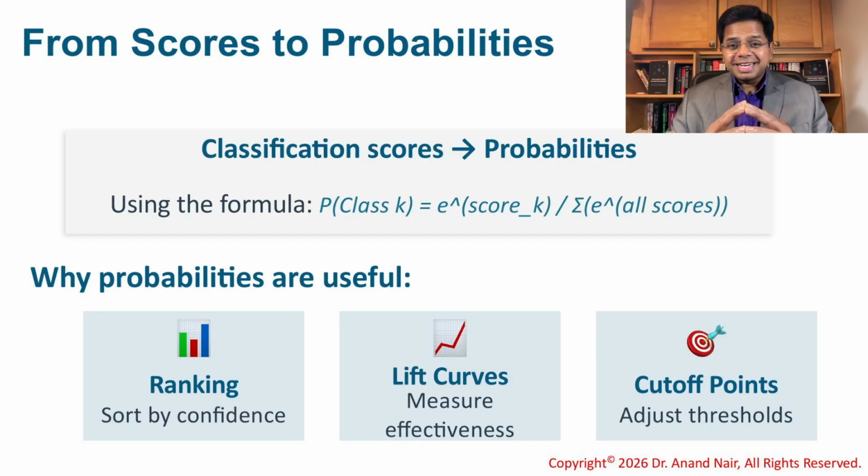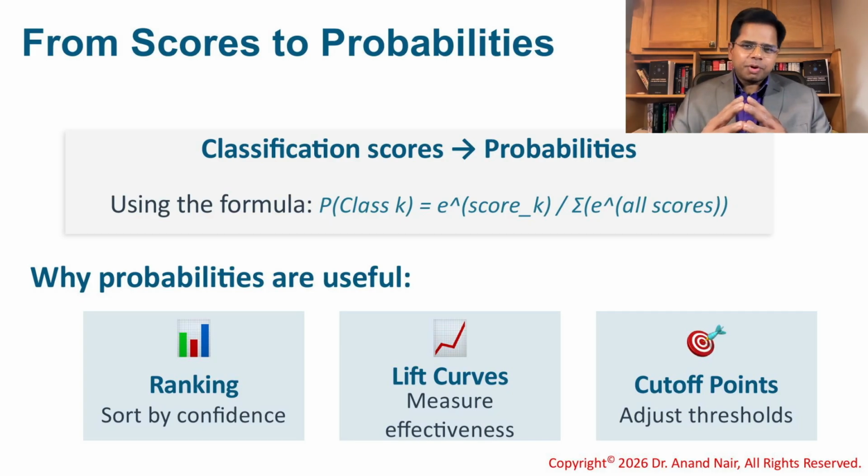Now here's where things get really useful. Instead of just saying you're in class A, we can say you're 78% likely to be in class A and 22% likely to be in class B. It's like going from it might rain to there's a 70% chance of rain, way more informative. We convert those classification scores into actual probabilities using a fancy exponential formula. Don't worry, software does this for you.